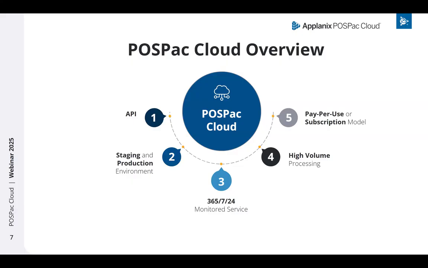POSPac Cloud is built around a robust API which allows users to connect and process data automatically. It supports both staging and production environments. As I mentioned before, staging is used for testing and integration, while production is used for live processing and operations. The service is monitored 24/7, 365 days a year, ensuring continuous availability and reliability. It's designed to handle large volumes of data and multiple processing jobs simultaneously. And in terms of licensing, users can choose between a pay-per-use or subscription-based plan, offering flexibility based on your project needs.